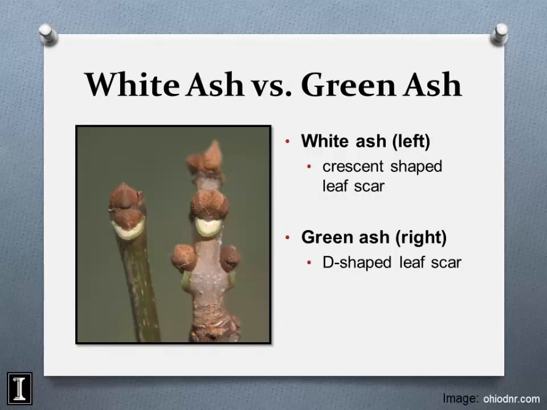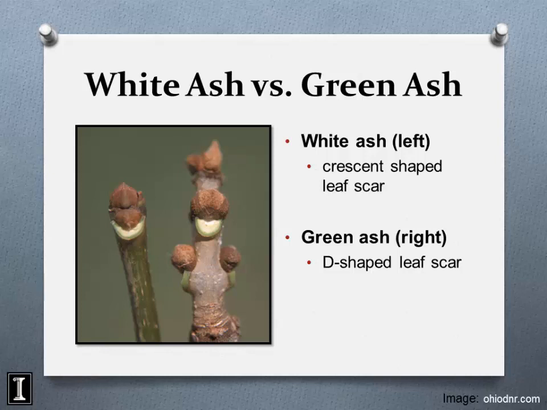How about differentiating white ash from green ash? It's a very common question. By the bark, the trees look very similar. But by the leaf scars, we're able to identify them down to the species level. This is what we call crescent shaped. It's like the shape of a crescent moon. Think of it like that. The color of the moon is typically white, white ash.